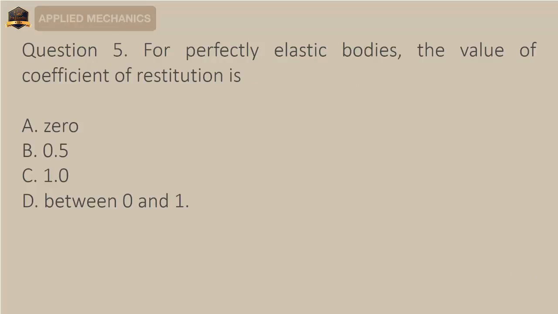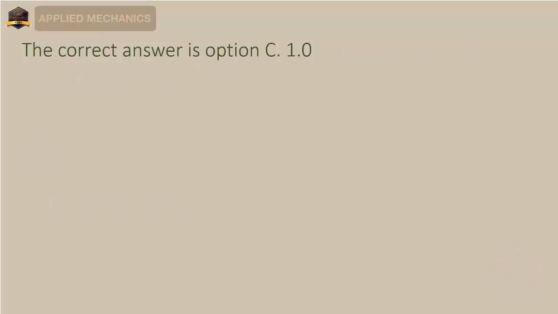Question 5. For perfectly elastic bodies, the value of coefficient of restitution is A. 0, B. 0.5, C. 1.0, D. Between 0 and 1. The correct answer is option C, 1.0.